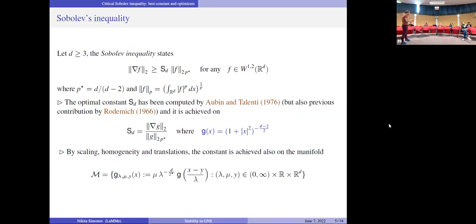So as you may know, well, the Sobolev inequality tells you that whenever you are in R^d with d bigger than 3, and your function has the gradient in L^2, then it controls the 2 star norm. So here it's a notation that we use. Generally, we call it 2 star, 2 star being 2d over d minus 2. We use a different notation. So for us, p star is d over d minus 2.